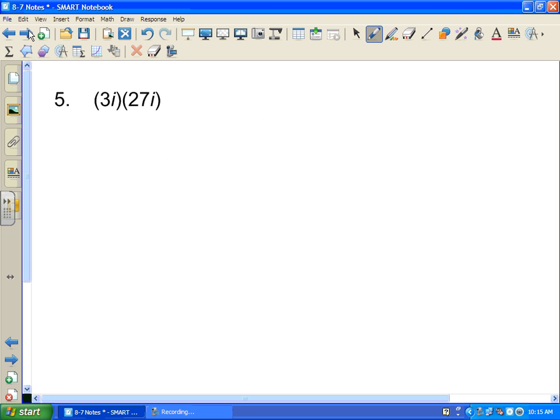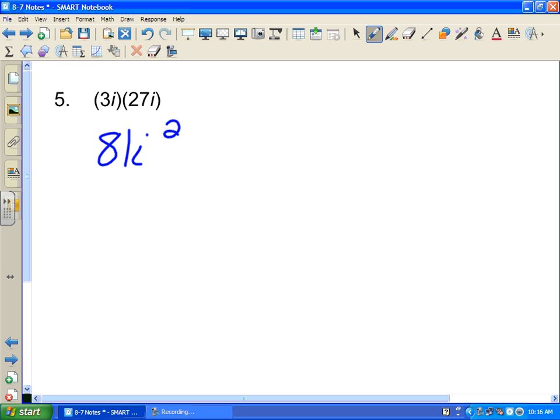Okay, what am I doing in this problem? Multiplying. So multiply. 3 times 27 is 81. What is i times i? i squared. Okay, so in the problem, if you have a radical negative 1 or an i squared, you're not done. I have an i squared. So I need to replace that.